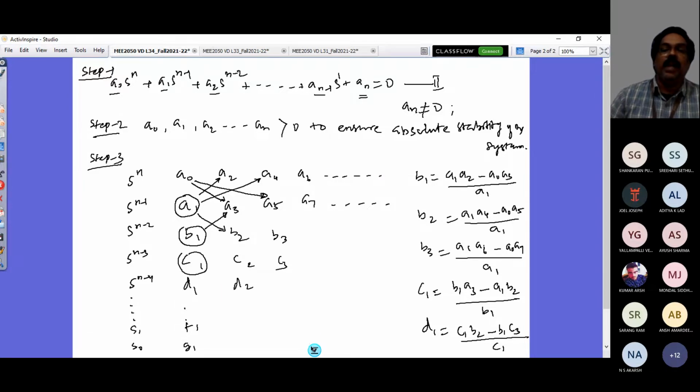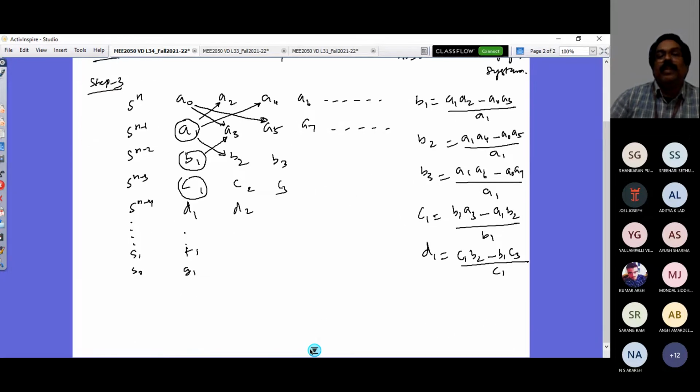So step 3, I have to arrange these coefficients, first even coefficients and then odd coefficients, and then complete this process. So now I'm not finding the roots of the polynomial. Rather, I'm doing this method proposed by Routh, and that's why it's called Routh stability criterion.